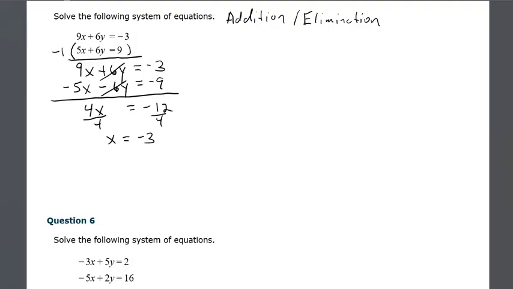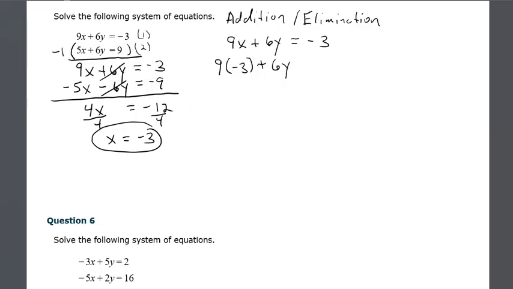So remember, we're solving a system, so I need to know the values of x and y. So I take either equation 1 or equation 2, and I'm going to substitute negative 3 in for x. I'm going to go ahead and choose equation 1 and substitute negative 3 in for x. So now this becomes 9 times negative 3 plus 6y equals negative 3. 9 times negative 3 is negative 27. So that gives me negative 27 plus 6y equals negative 3.